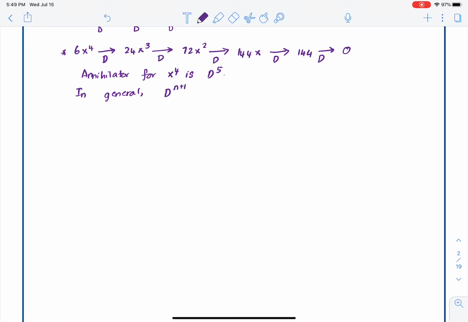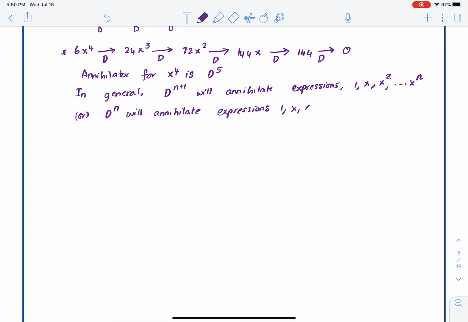So in general, D raised n plus 1 will annihilate the expressions 1, x, x squared, all the way up to x raised n. Or if you want to write it in a different way, D raised n will annihilate the expressions 1, x, x squared, all the way up to x raised n minus 1.